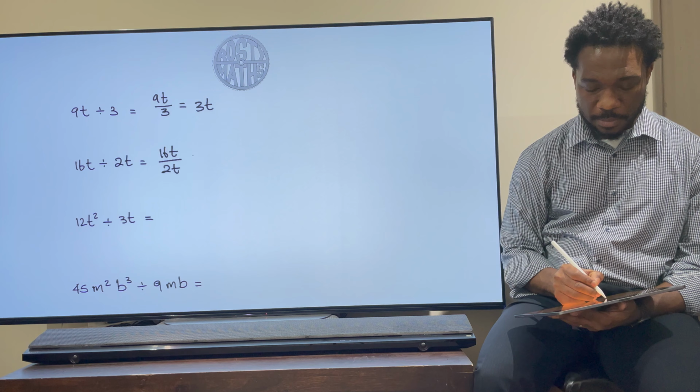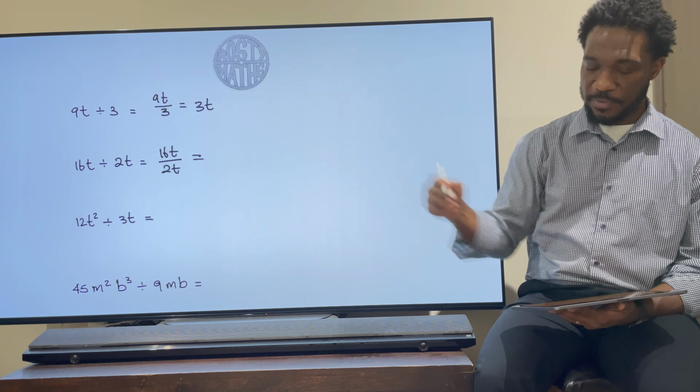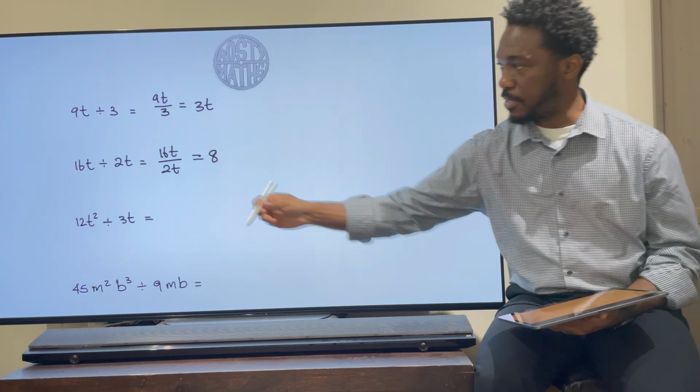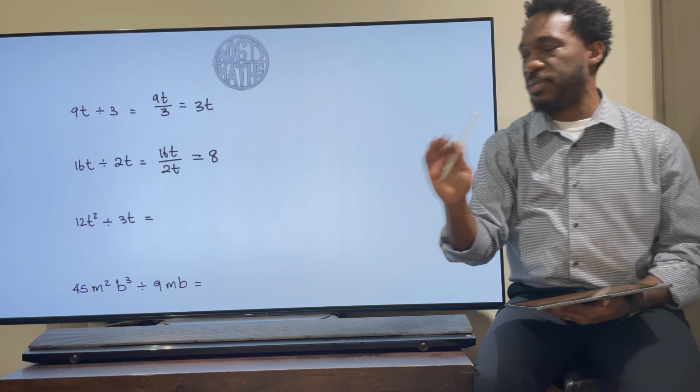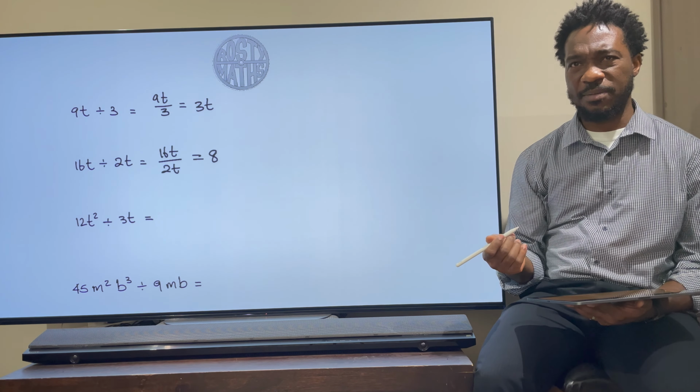Now let's do the numbers first. So we know 16 divided by 2, that's 8. Yeah, so that's 16 divided by 2. That's going to give me 8. But what is t divided by t?